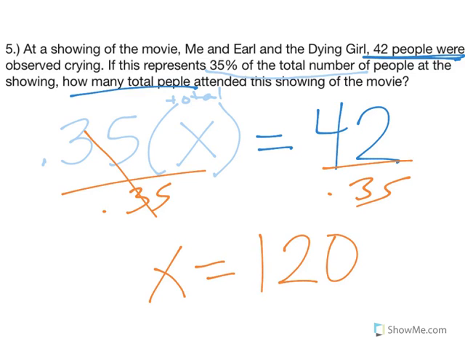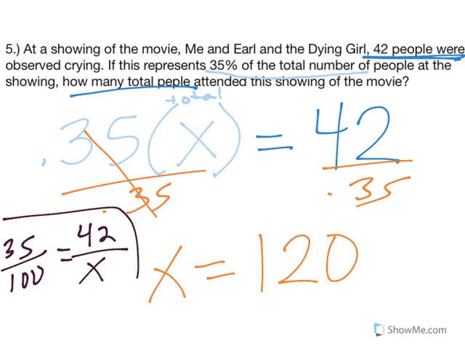If you did it with a proportion, just real quick, you'd have 35 over 100. 42 is part of the population. We're trying to find out the total population that watched that movie. You would get the same answer if you solved it that way.